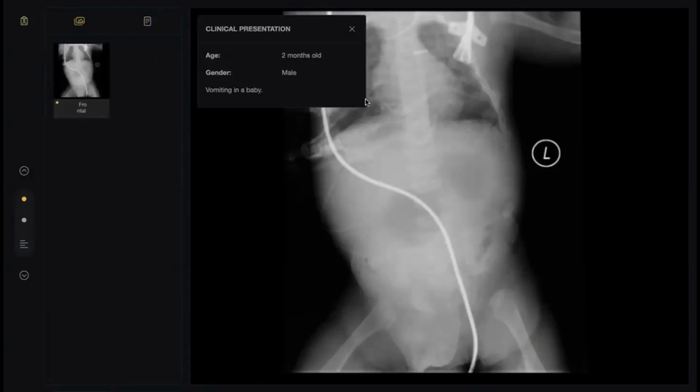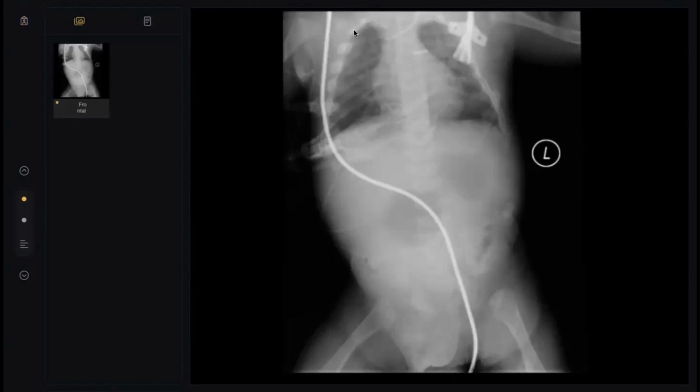This baby, a 2 months old male baby, presented with vomiting. Okay, this is an early 2 months old baby. This is an X-ray of the chest and abdomen, in which I can appreciate that there are multiple tubes and leads attached. Some of them are ECG leads.